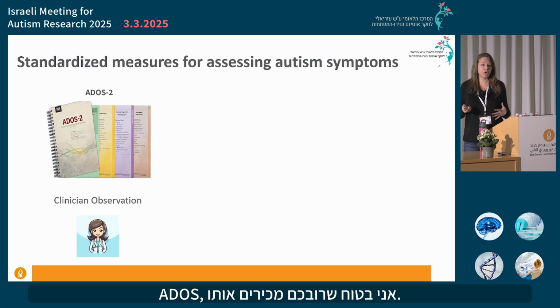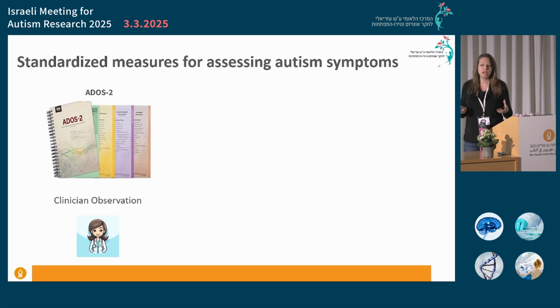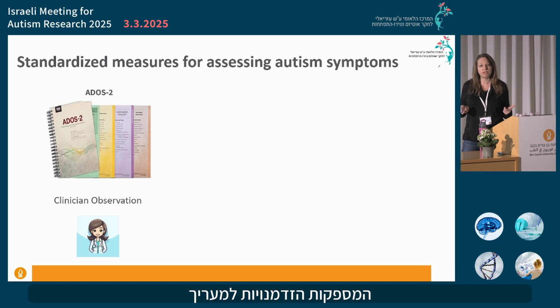ADOS, I'm sure most of you know it. It's the Autism Diagnostic Observation Schedule. This is an assessment done by a clinician. It's a play-based assessment, and it includes a variety of structured tasks that provide opportunities for the assessor to evaluate whether core symptoms exist in the child's behavior.